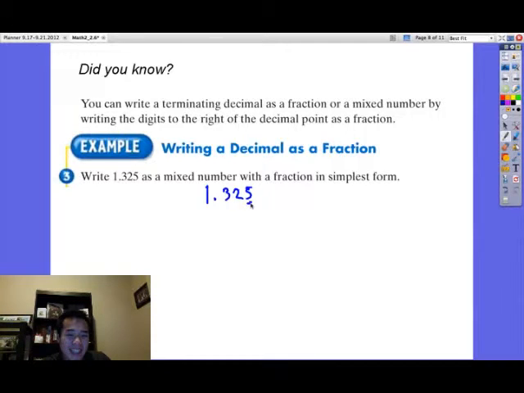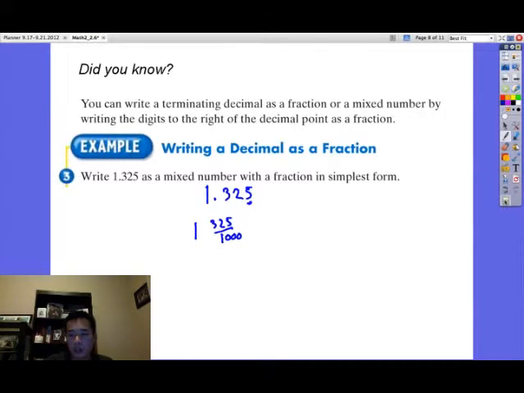You look at the last number to the right of the decimal, which is a 5, and then you tell me what place that is. You get tenths, hundredths, and thousandths. So really, this looks like 325 over 1,000. Why is it over 1,000? Because it's over the thousandths place.